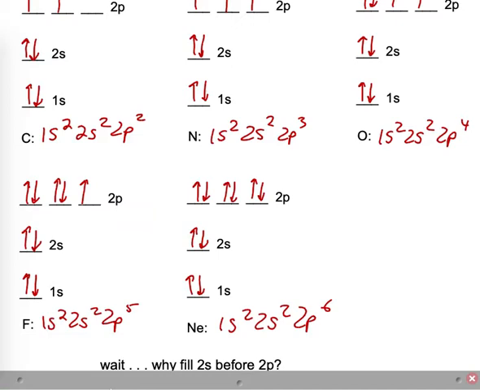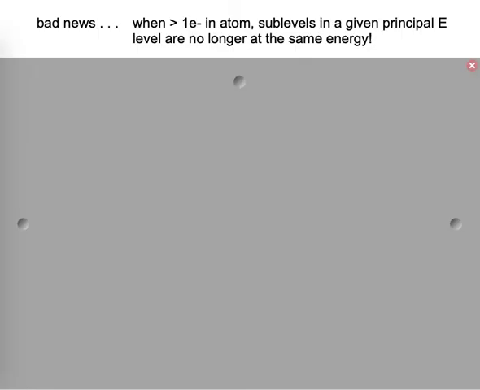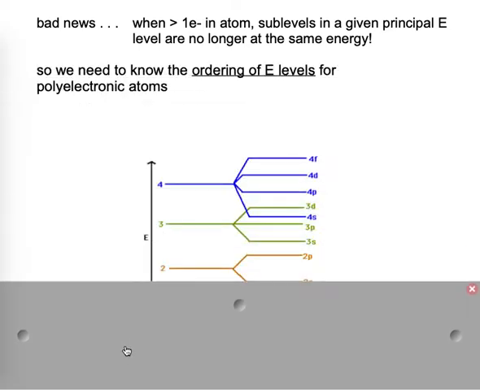Wait a minute. Why did we fill the 2s sublevel before the 2p sublevel? In the hydrogen atom, the 2s and the 2p sublevel are at the same energy, as is the case in all sublevels in a given principal energy level. Well, I've got a little bit of bad news for you, and that is, once we have more than one electron in the atom, the sublevels in a given principal energy level are no longer at the same energy. In fact, they start to split.